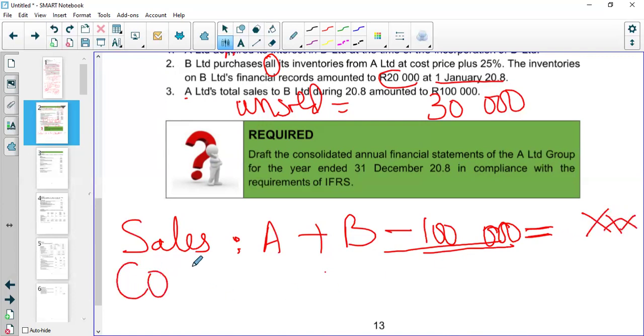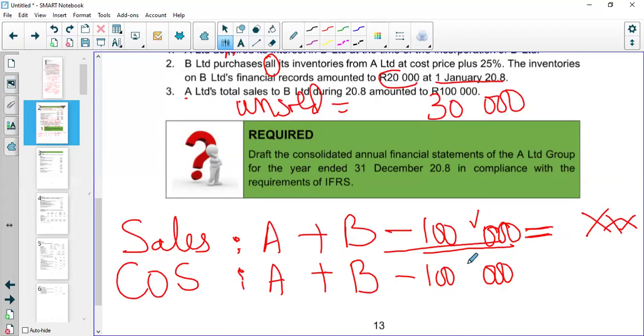Then our cost of sales. We have the cost of sales of A plus the cost of sales of B minus the intragroup sales, 100,000. We're subtracting here because the seller recorded sales of 100,000. The buyer recorded purchases of 100,000, and the purchases will be included in cost of sales. So we need to say, no, these purchases of 100,000, you can't purchase from yourself. So we're going to eliminate sales of 100,000, and we're going to eliminate purchases of 100,000. So that's a lot of marks.